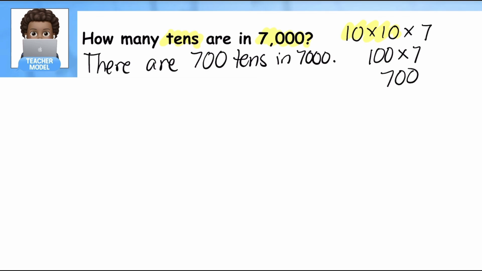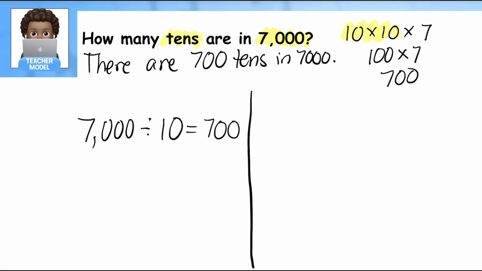I can see some kids understanding this almost as a division problem and saying, if I want to know how many 10s are in 7,000, they might just do 7,000 divided by 10 to get 700. That is a very good way of solving this. If you're already very good at division, this method works. So again, there's more than one way to solve this.